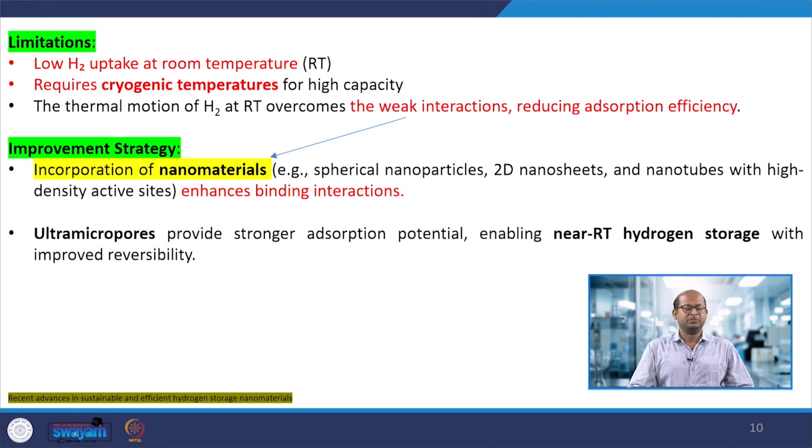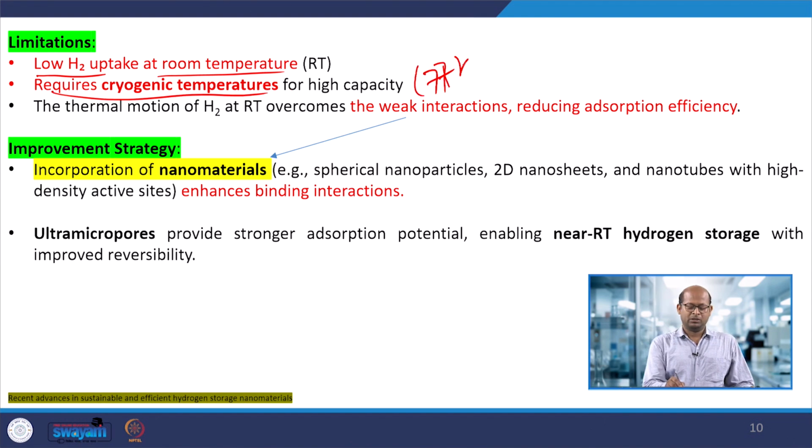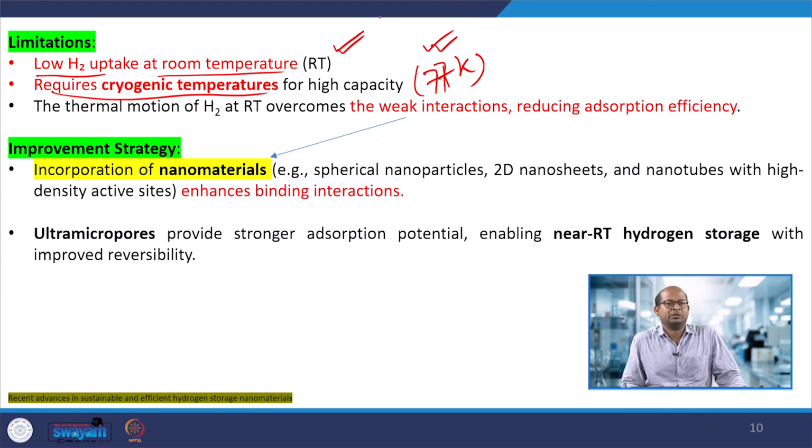Sometimes this type of storage requires very low temperature, maybe 77 Kelvin, liquid nitrogen. We can also do it at room temperature, but once we go to very low temperatures, the storage capacity exceptionally increases compared to room temperature. So that is the limitation of this type of storage, the physisorption way of storing hydrogen.